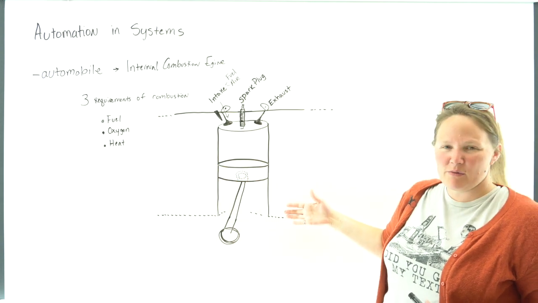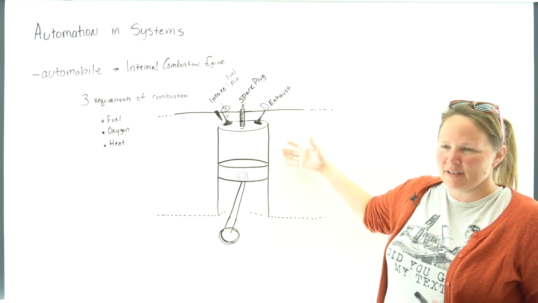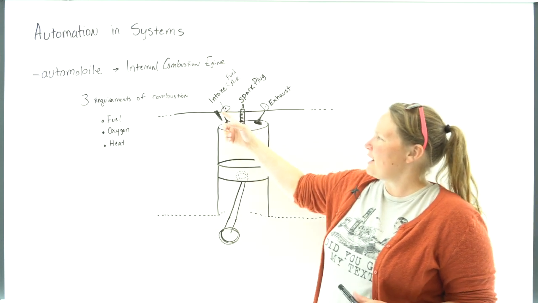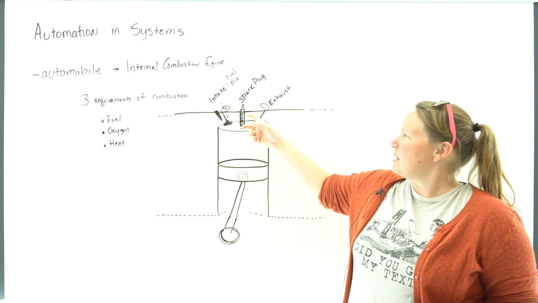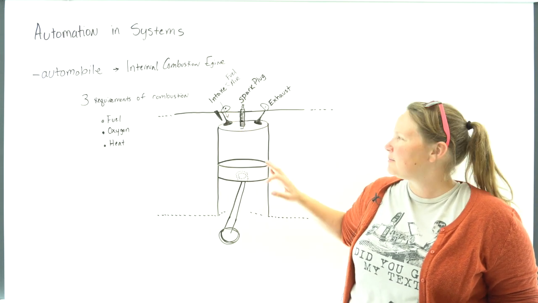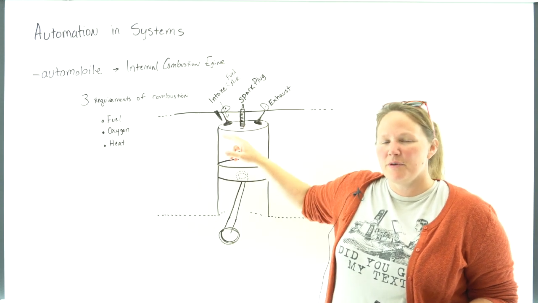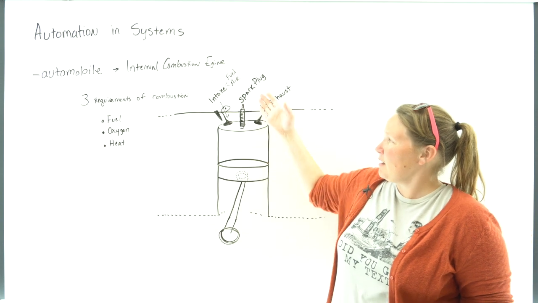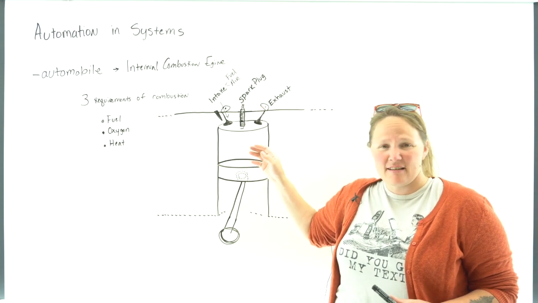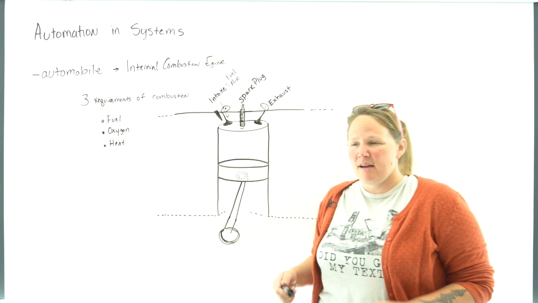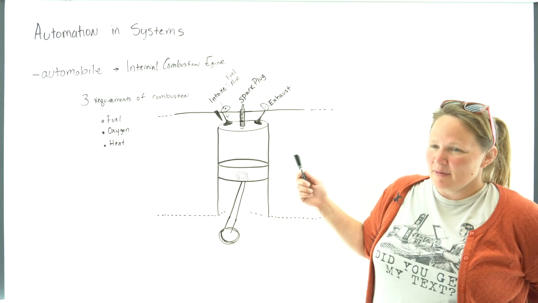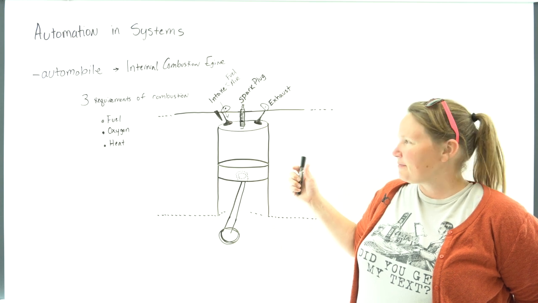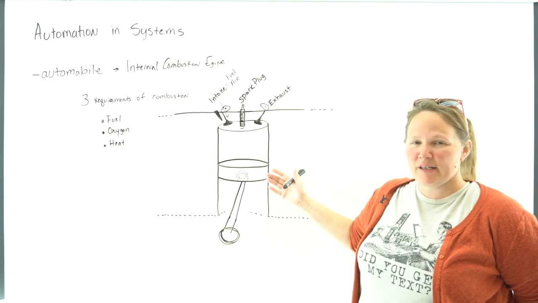So the way that it works, I've drawn out an example of a cylinder here. We have a piston which moves up and down. We have an intake valve, a spark plug, and an exhaust valve. When the intake valve opens, the fuel and air enter the cylinder. Then the spark plug ignites, giving us the heat we need. So these are very important elements of the process that we're trying to control here.